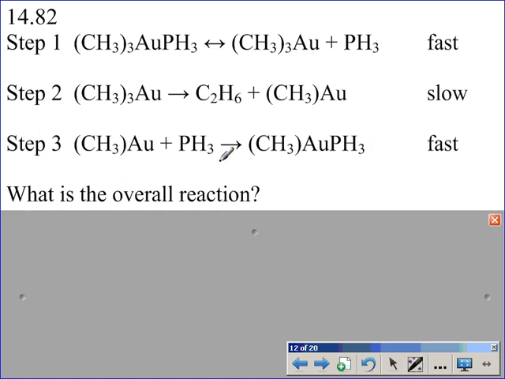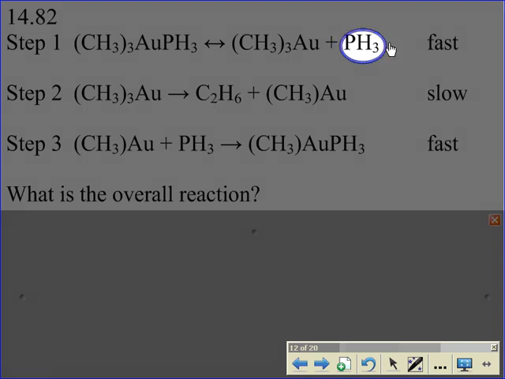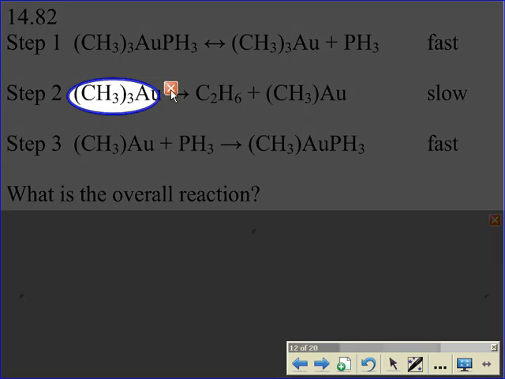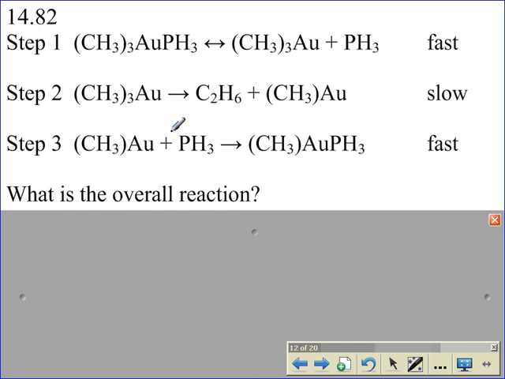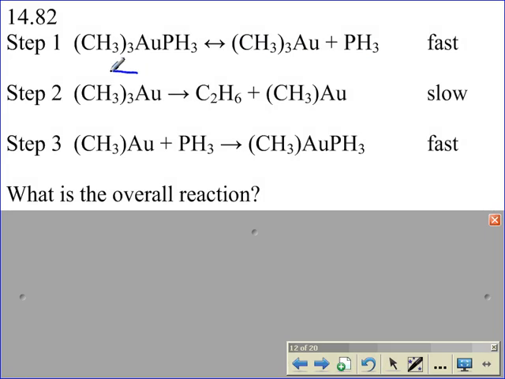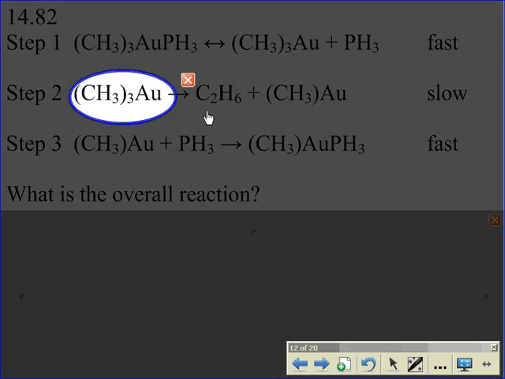Again, the overall reaction is found by eliminating things which appear like this, and then before the end of the reaction, disappear. So PH3 appears and disappears. CH3AuPH3 appears and disappears. Oh, I did it in the wrong direction. There's where it appears, and here's where it disappears.